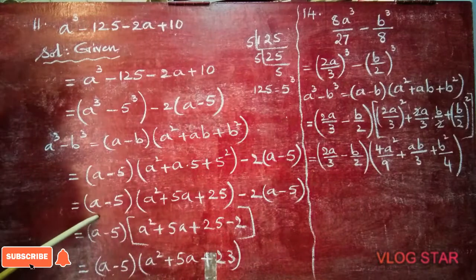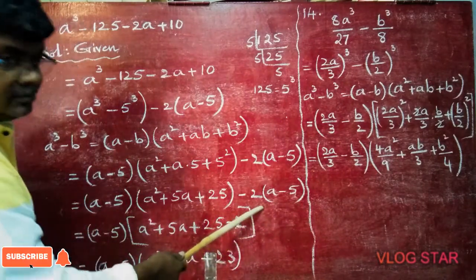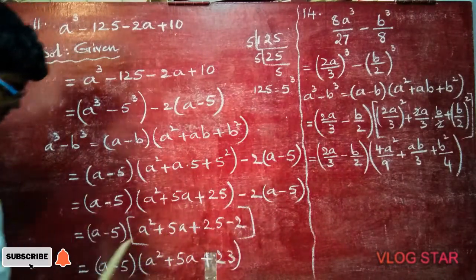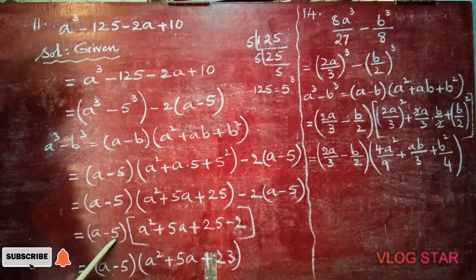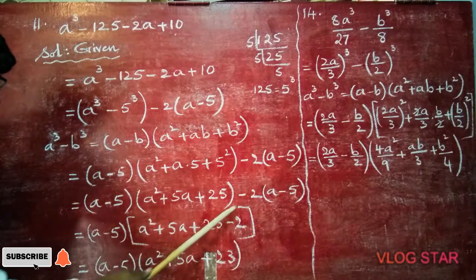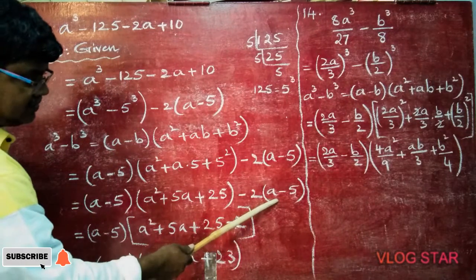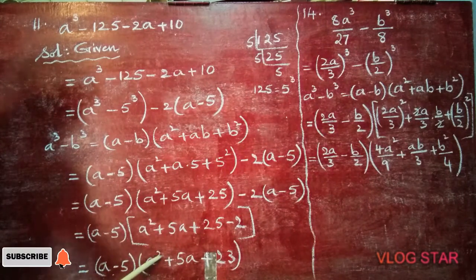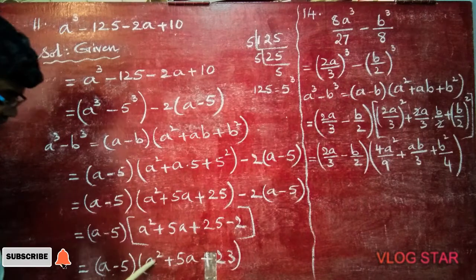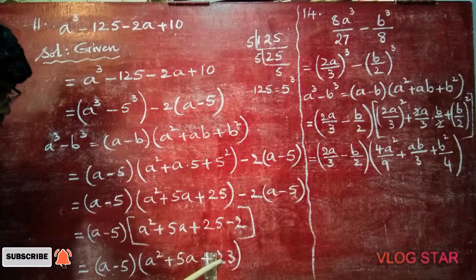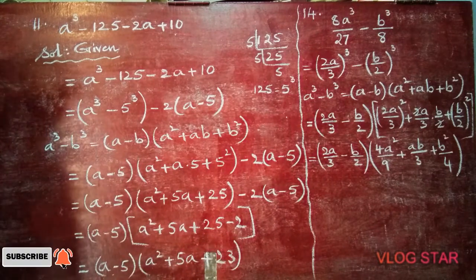How many terms are there? 2 terms. This is first term, second term. In 2 terms, a minus 5 is common. So on the whole you take a minus 5 as common and remaining is a square plus 5a plus 25, and this minus 2, because we took common this one. So minus 2. Now simplify. If any simplification is there, you have to simplify. a minus 5 into a square plus 5a plus, here you are subtracting, 25 minus 2 is 23. So this is the final answer.